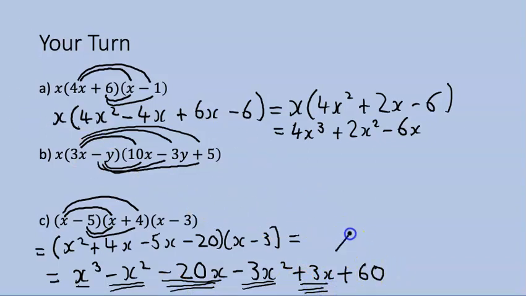So my answer, if I draw an arrow here, is going to equal x cubed minus 4x squared minus 17x plus 60. And I'm done.